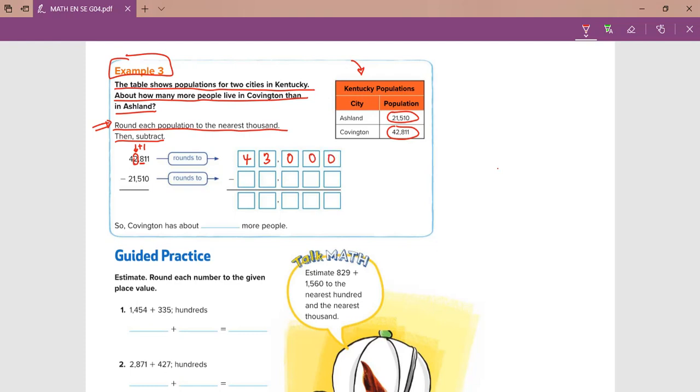Next, 21,510. The number in the thousands place is 1. I check the next door. It is 5. Of course, we add 1. So this is 2. 1 plus 1 is 2. All other numbers turn to 0. So subtract. 0 minus 0 is 0. We have 3 minus 2 is 1. And 4 minus 2 is 2. Therefore, there are about 21,000 more people.